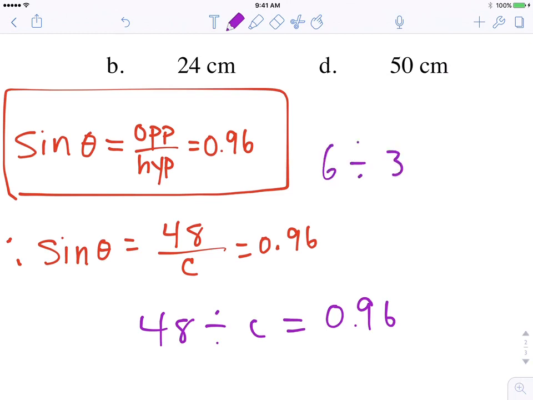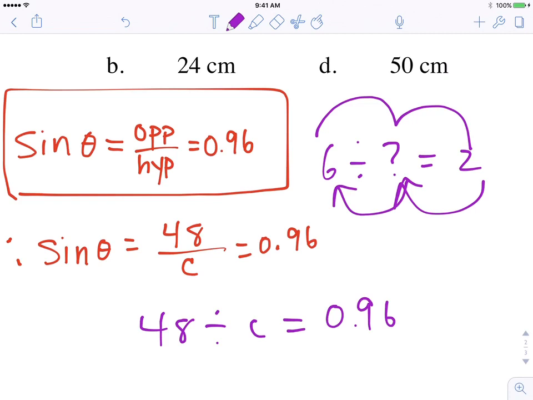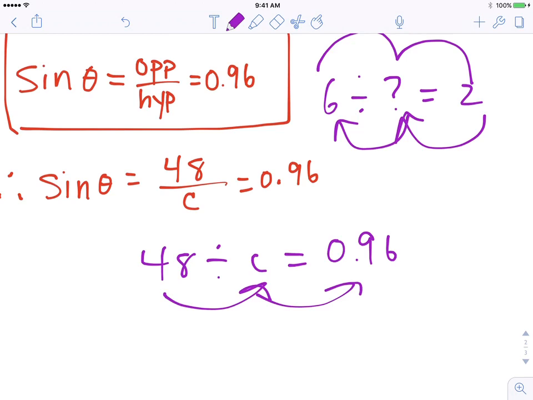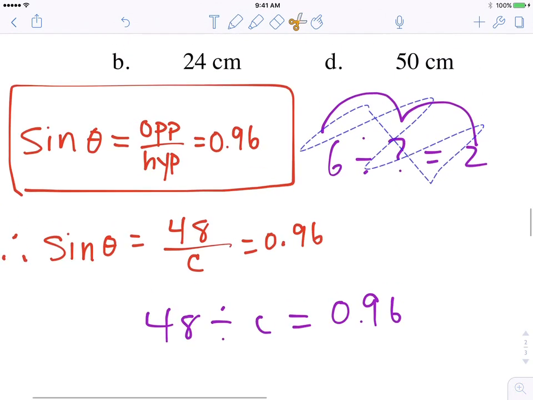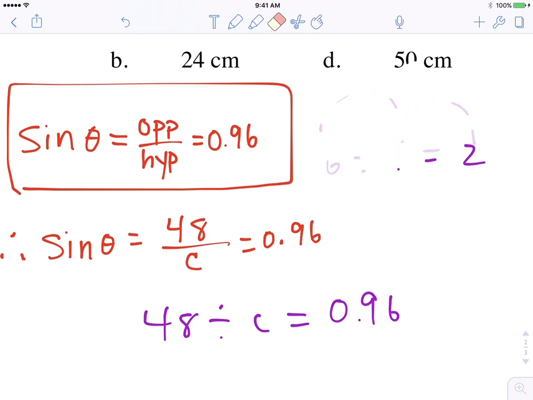6 divided by 3 equals 2. Or actually, in this case, I might say 6 divided by something, I'll just put a question mark. 6 divided by something is 2. Well, if 6 divided by something is 2, then 2 times that something has to equal 6 because they're a fact family. In this case, 48 divided by C is equal to 0.96, or 0.96 times C has to equal 48. Armed with that information, this should be pretty simple.